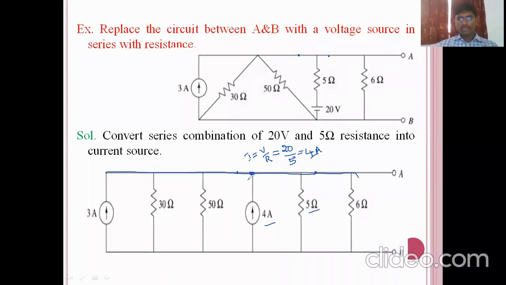If you take this common node, 3 amps is entering into this node, whereas 4 amps is also entering into this node. So both are entering into this node. We can calculate the total current I. Total current is equal to 3 plus 4, which is equal to 7 amps. Whereas you need to calculate the parallel equivalent of 30, 50, 5 and 6. That will give the resultant resistance, which will be calculated in the next step.